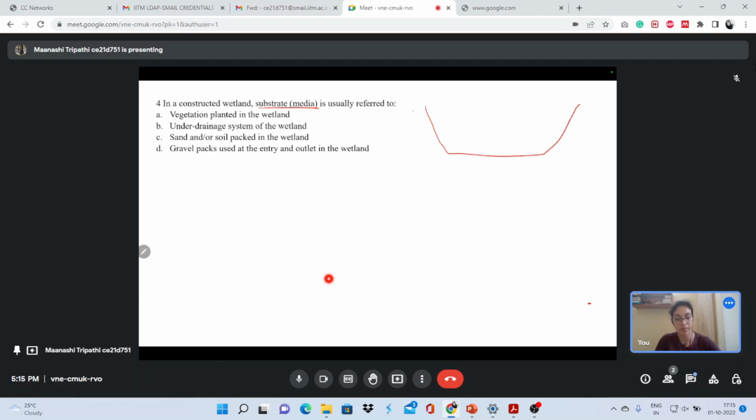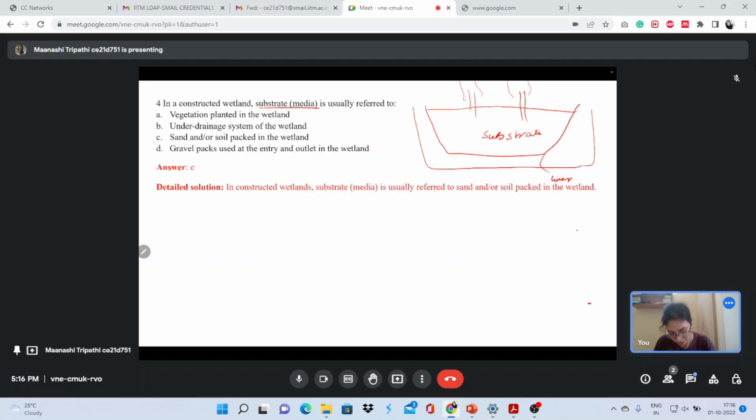Wetland will be something like this. Sometimes there will be a liner system we can apply so that the dirty water does not penetrate. There will be some plants and here will be substrate. I hope you can answer this question now very nicely. Okay, we'll see the answer. Answer is C. Sand and rock placed in the wetland. Okay, this whole area is what we call substrate.